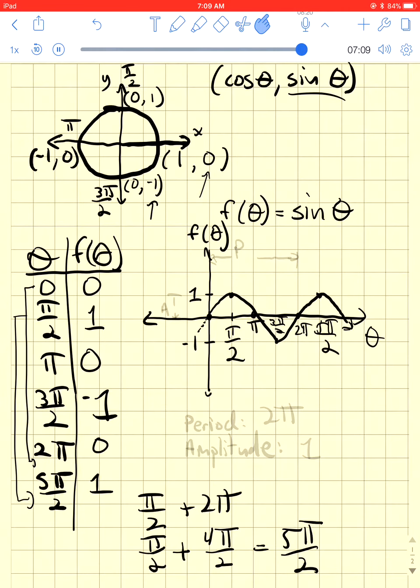And so that's 1. And the period is going to be starting at theta is 0 and going to 2 pi, because right here is where it starts to repeat itself. So from the origin to 2 pi is our period. All right, period. I'll just put a P there for now. So we're going to say 2 pi.